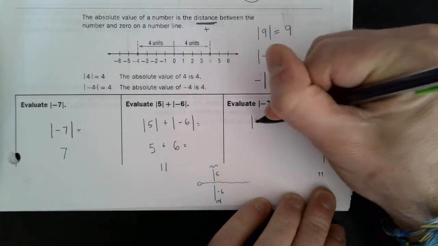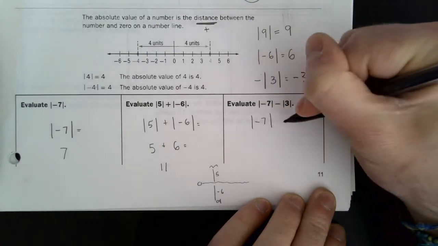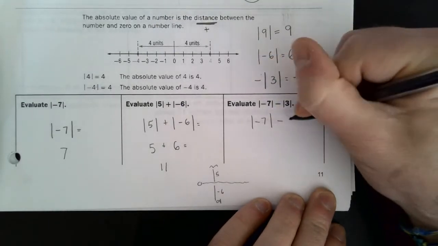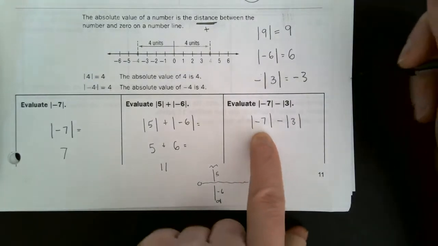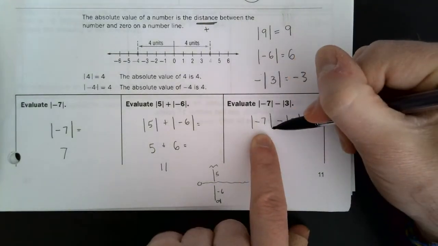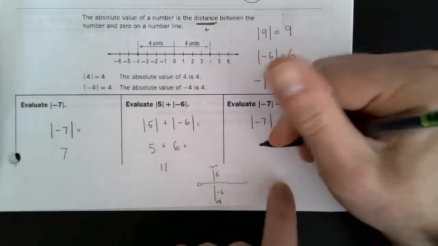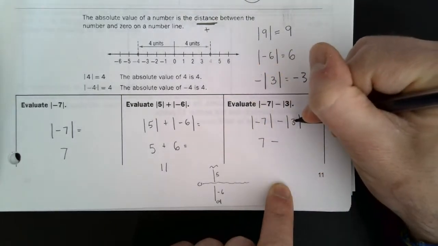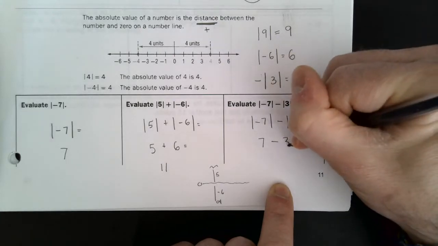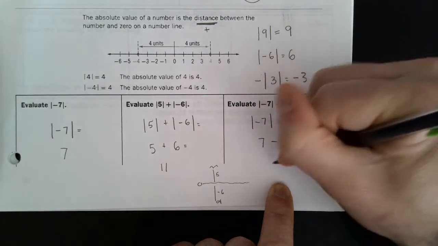Let's try this one here. We got absolute value of negative 7 minus absolute value of 3. Well, let's look at each one of these. Absolute value of negative 7, what's the distance of negative 7 to 0? It's going to be 7. Minus, what's the distance between 3 and 0? It's going to be 3. 7 minus 3 is 4.